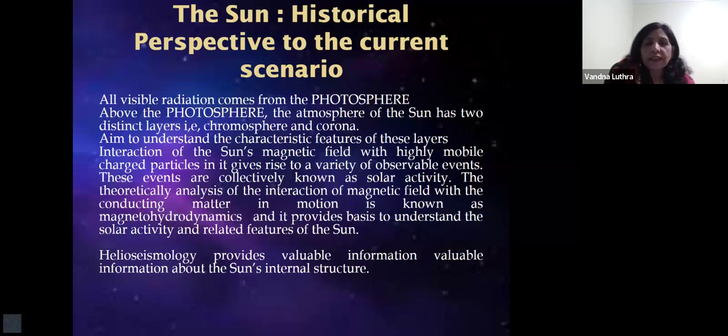And in this case, the theoretical analysis of interaction of magnetic field with the conducting matter in motion is known as magnetohydrodynamics, and it provides the basis to understand the solar activity and the related features of the sun. And helioseismology also provides valuable information about the sun's internal structure.